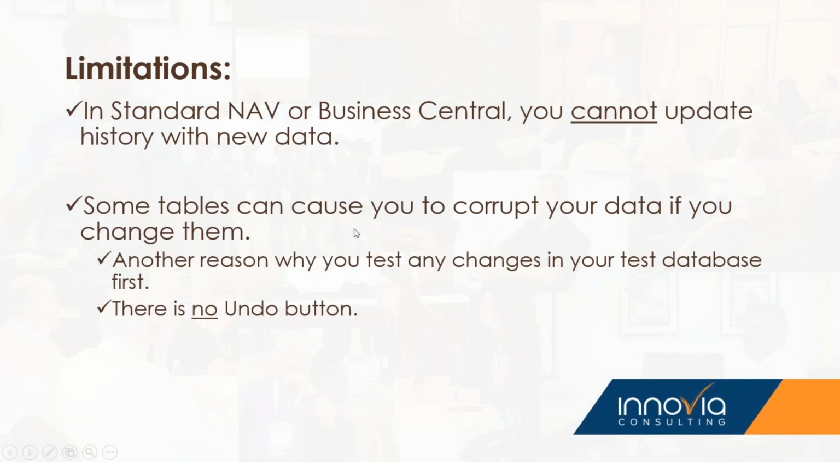Some tables can cause you to corrupt your data if you change them. In the case of item unit of measure, if you were to be updating your item table and forcing in changes on unit of measure, you can corrupt your data if you turned that validate off. It's important to remember to do any changes or corrections in your test database first. You may even have to test and make sure a sales order goes through after you've changed something.